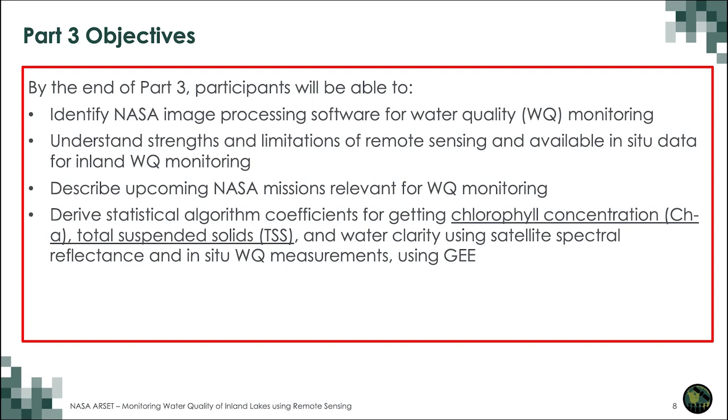By the end of this session, you'll be able to identify NASA image processing software for water quality monitoring, understand strengths and limitations of remote sensing and available in situ data for inland water quality monitoring, describe upcoming NASA missions relevant for water quality monitoring, and derive statistical algorithm coefficients for getting chlorophyll A concentration and total suspended solids. Also, we will touch on how to get water clarity using satellite spectral reflectance and in situ water quality measurements. We'll do this using GEE.